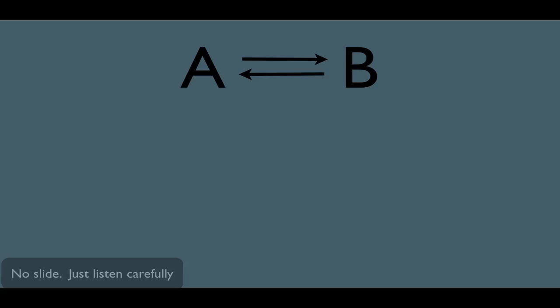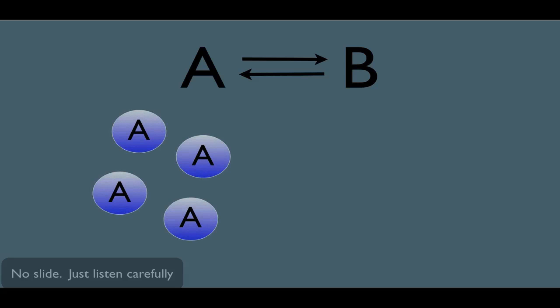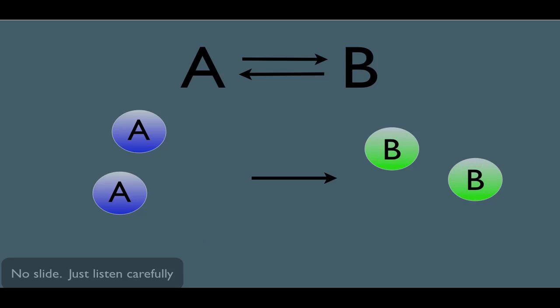Let's think about this on a molecular level here. Let's say you have, for instance, 4 A molecules. What we're saying is that each A molecule could potentially turn into B. So let's say one of them turns into B, let's say another one, and let's say even a third one could turn into B. Then what's going to happen simply is that B, remember, can turn back into A.